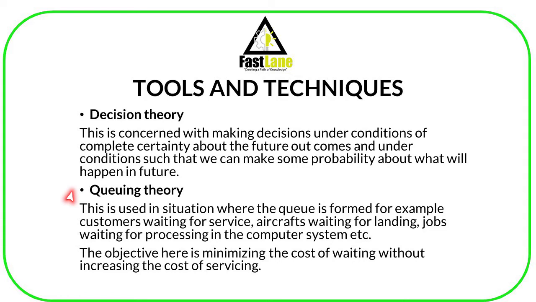Q-U-E-U-I-N-G, queuing theory. Queuing theory is used in a situation where a queue is formed. For example, you may have customers waiting for a service, maybe at Airtel or mobile money. That is a service. Once customers are waiting for a service, then we refer to it as queuing theory. We may talk of aircraft waiting for landing, or jobs waiting for processing in a computer system. Those are different scenarios where queuing theory might be applied. The objective here is to minimize the cost of waiting without increasing the cost of servicing. That is the queuing theory.